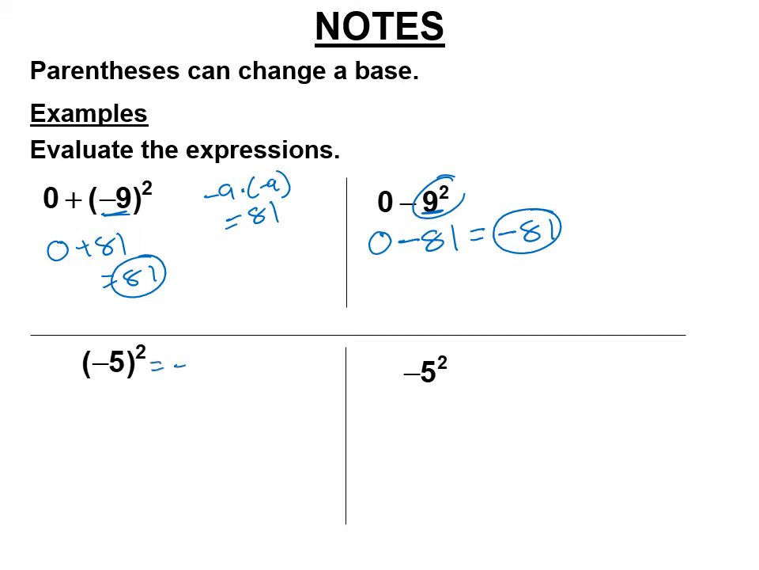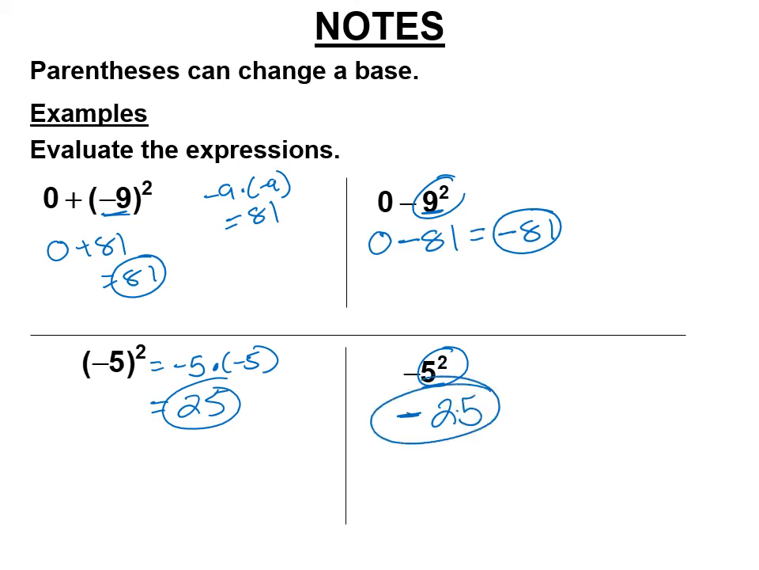So this one is -5 times -5. And notice I don't have to write the parentheses around the first one. Right? Again, I don't want this multiplication sign right next to the negative. So there's 2 negatives, make a positive 25. This one is different. The base here is 5. So this is a negative, not a minus sign, but this is, you have to do 5 squared first, and that's 25. So now you have the negative, and that one is -25.